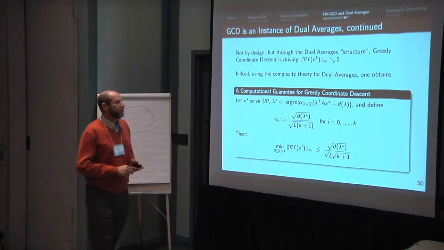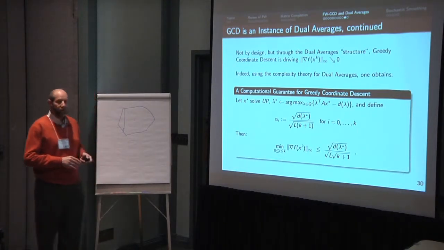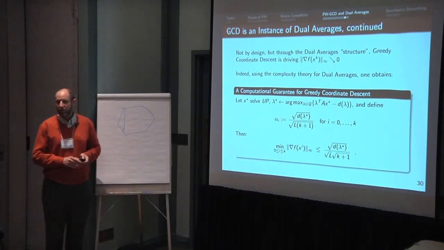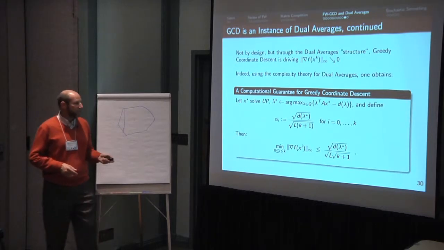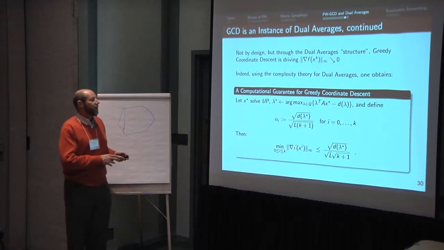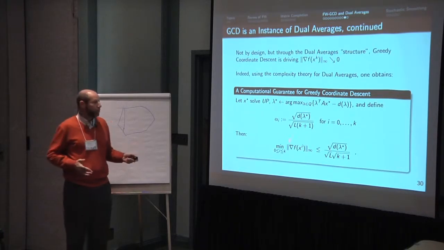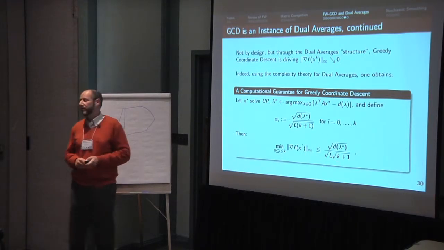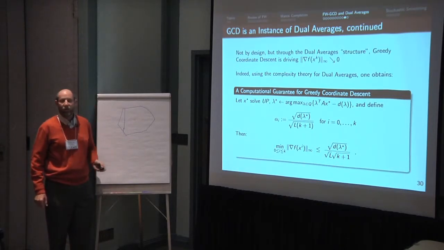Indeed, using, say, the complexity theory for dual averages, which I have not reviewed for you, here is one of many kinds of results we could get. Let x star solve our original unconstrained problem. Lambda star solve this, and then define step sizes this way. Then, in fact, for greedy coordinate descent, after k iterations, the norm of the gradient, which we want to drive to 0 because we're trying to minimize f, is at most this, and here is the k plus 1. So after k iterations, this thing is going down as square root of k.